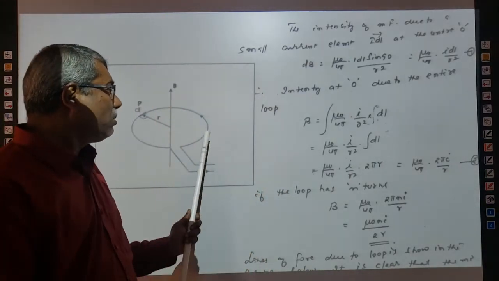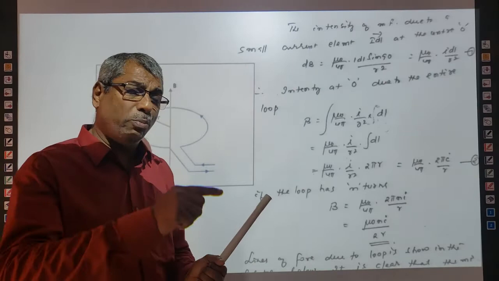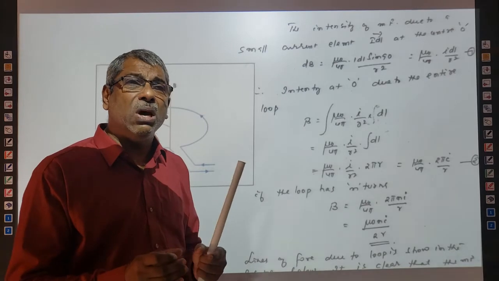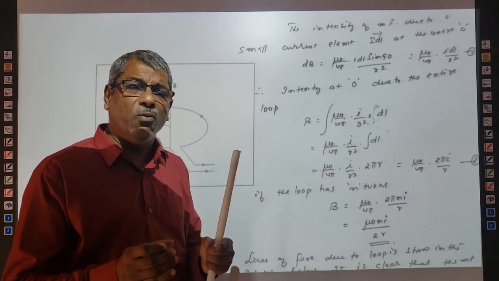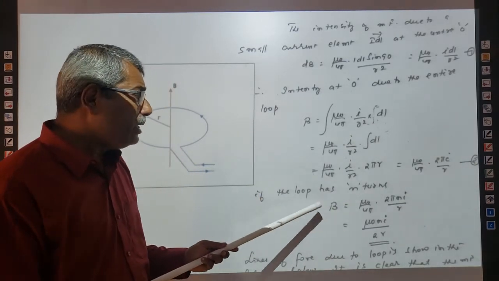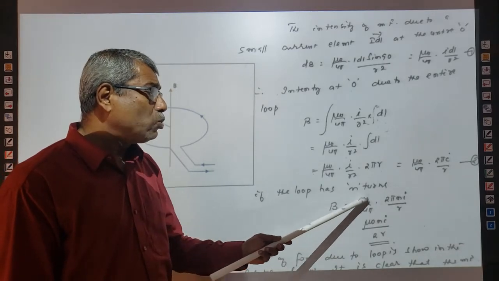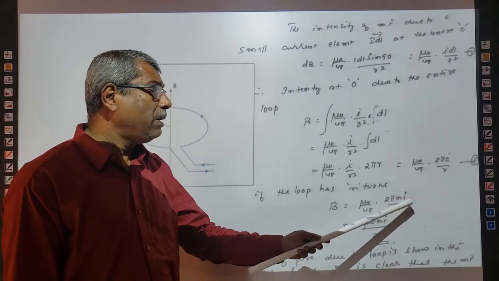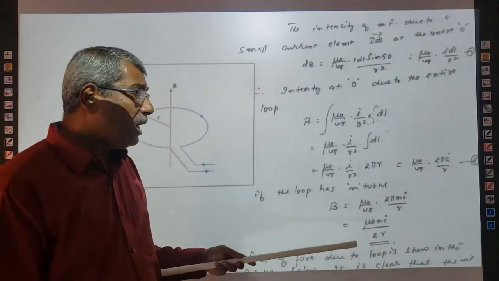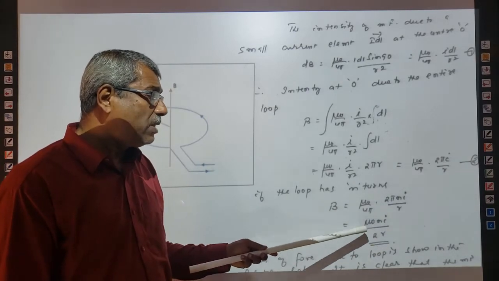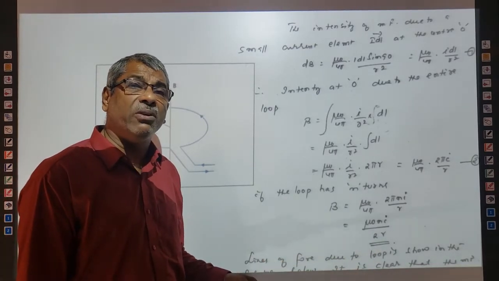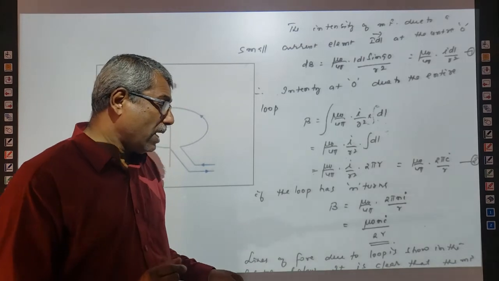If this circular loop has n number of turns, that means the wire is turned again and again so that it has n turns. Using a very thin wire, n turns are made and the current is passed through it. Then the intensity of magnetic field B is given by mu 0 by 4 pi into 2 pi Ni by r. What is n? n is the number of turns used in making the coil. Pi and 2 cancel, then you will get mu 0 Ni by 2r. So this is also a generalization for intensity of magnetic field at the center of a circular coil carrying current.